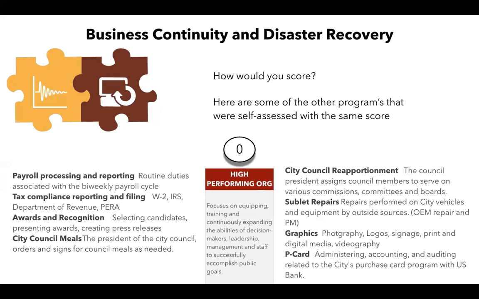And so you'll take a look at those lists of programs that scored the same thing and determine if that makes sense. Does it make sense that business continuity and disaster recovery scored a 0 for high performing org, along with city council meals and awards and recognition? Again, the answer could be yes, but it's important to take a look at that and determine the consistency across a score.